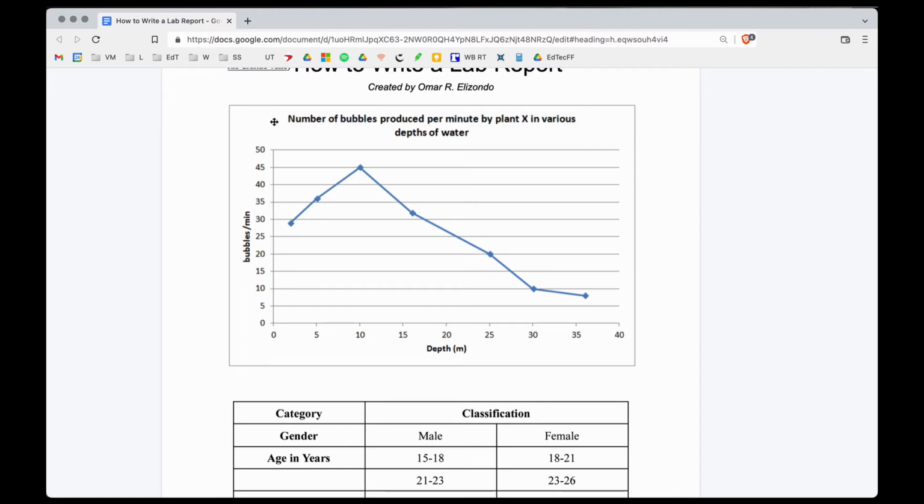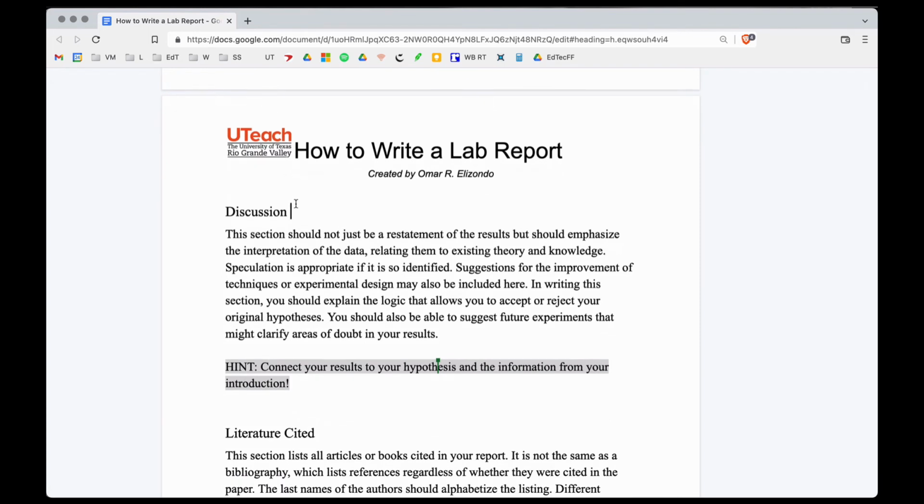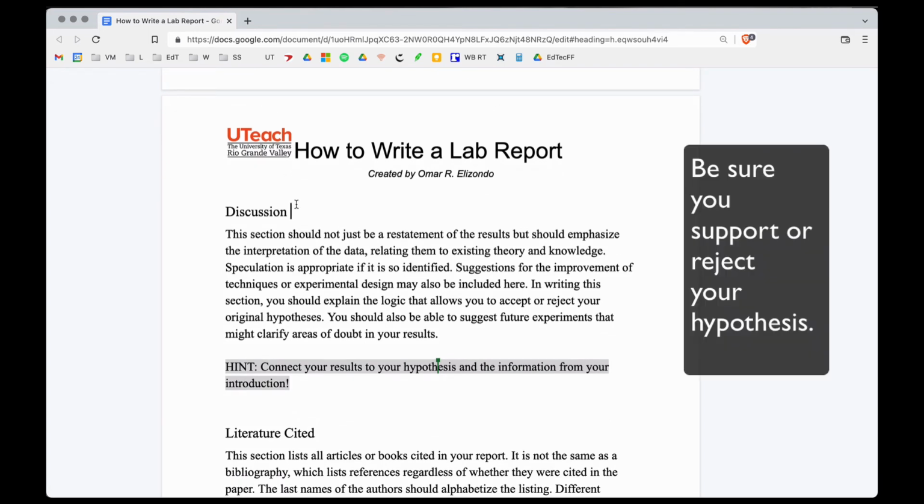So you would write "chart 1 suggests," and then you'd make your statement. Tell me about chart 1. Then tell me about chart 2. And tell me how they contradict each other, or how they support each other, and how they support the data. All you're doing in your discussion is telling me what the results mean. You have to tell me what the results mean, as well as connecting it to the larger aspect, which is the information from the introduction.